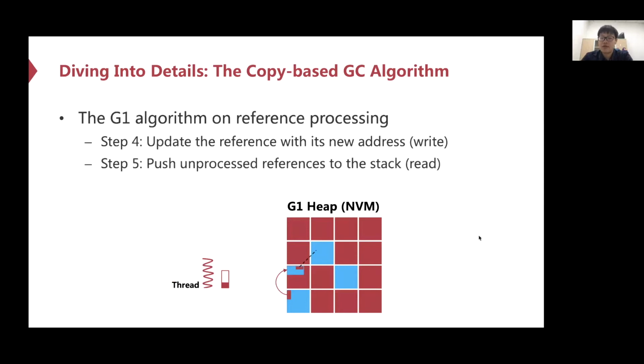The fifth step is to find if the object contains unprocessed references to other live objects on NVM. If there exist some unprocessed references, they will be pushed to the stack for future processing. After this object or reference has been processed, the working thread will repeatedly pop references from its working stack and process them until all objects have been processed.